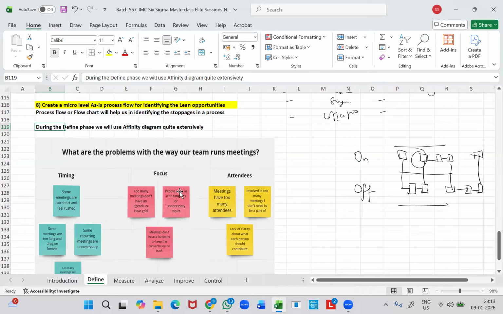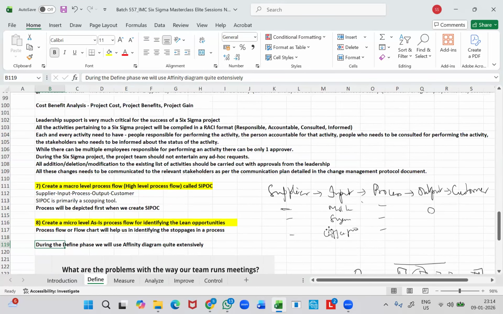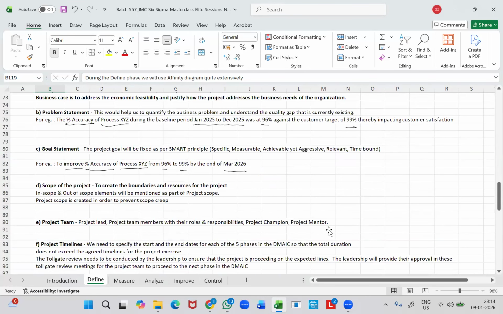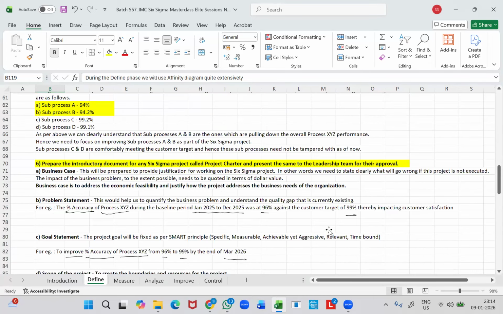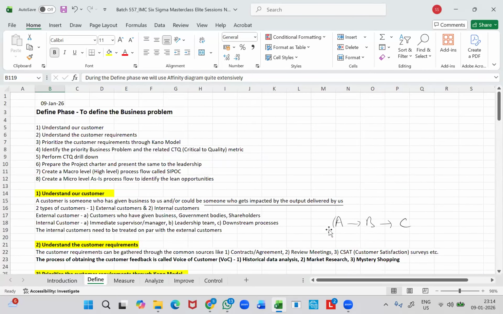So the question will be, which tool will be used quite extensively as part of the define phase? So we need to pick the option affinity diagram. These are the things that we will deliver as part of the define phase. So let us do a quick revision before we venture into the second phase in the DMAIC approach, which is the measure phase. In the define phase, we will start by understanding our customer.